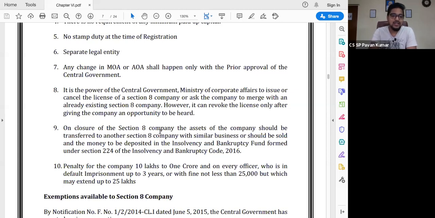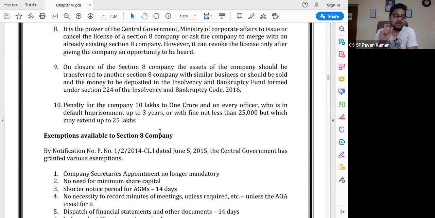Suppose I do anything wrong in the Section 8 company, some activity which is against the moral principles of a Section 8 company. The company will be liable to pay a penalty of rupees 10 lakhs to 1 crore, and every officer who is in default, with imprisonment up to 3 years, with a fine which is not less than 25,000, which may extend up to 25 lakhs. So this is the basic characteristics of a Section 8 company.